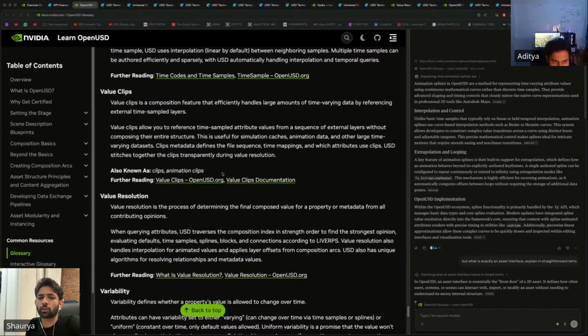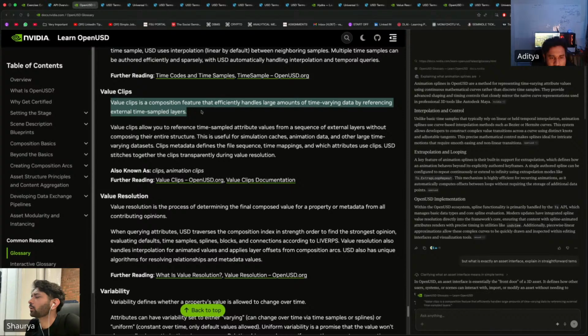So, which one are you reading? I'm reading this glossary part. Oh, I was reading value resolution.